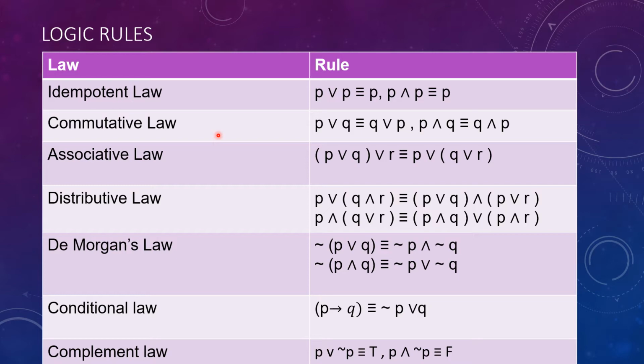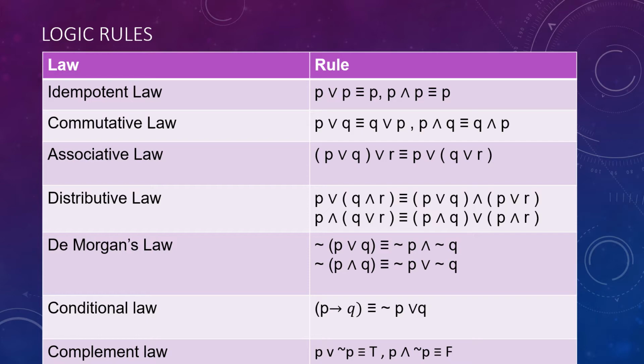Okay. Now, associative law. Like in mathematics, we have studied 2 plus 3 plus 5. If I do 2 plus 3, then I add 5, or if I do 3 plus 5 and then I add 2, I get the same answer. Same way here. First I am doing P or Q, then I am doing OR with R, which is the same as first doing Q or R, then doing OR with P. If the signs are the same, I can change the brackets. This is called associative law.